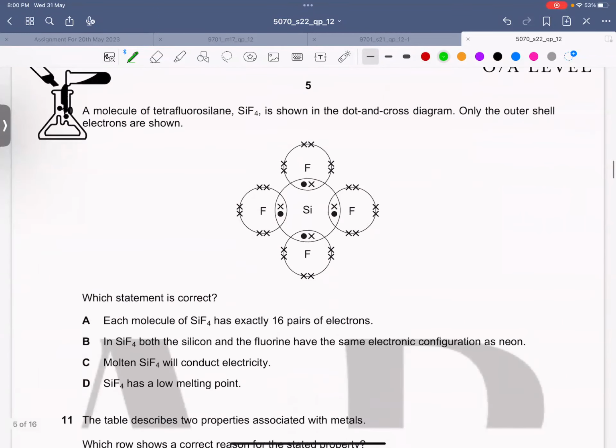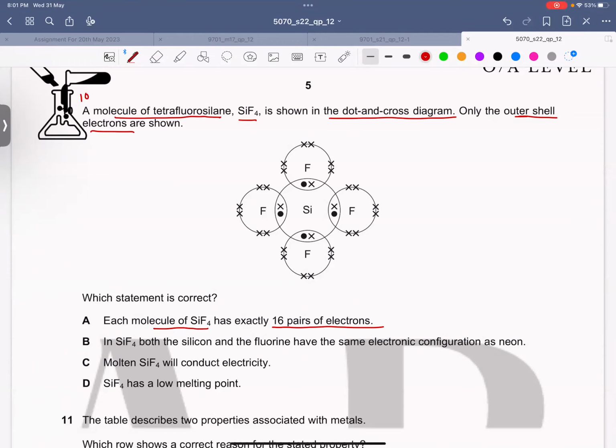Now, question number 10. A molecule of tetrafluorosilane, SiF4, is shown in the dot and cross diagram. Only the outer shell electrons are shown. Each molecule of SiF4 has exactly 16 pairs of electrons?